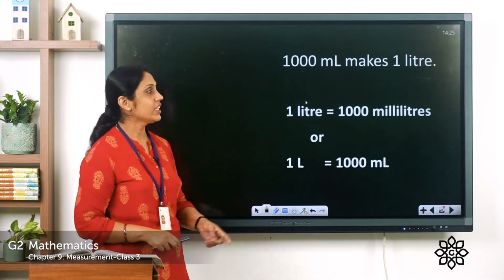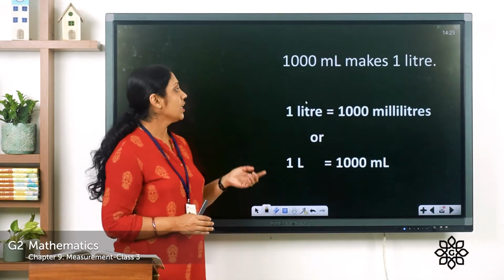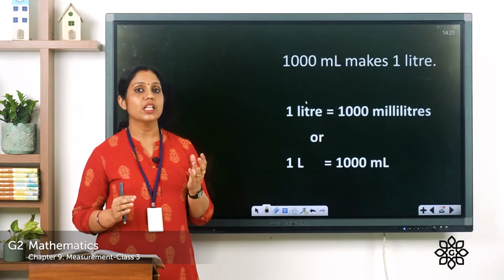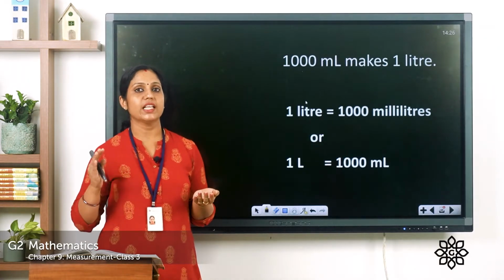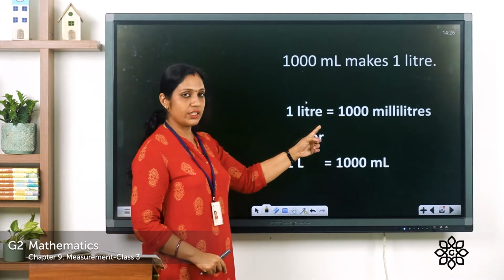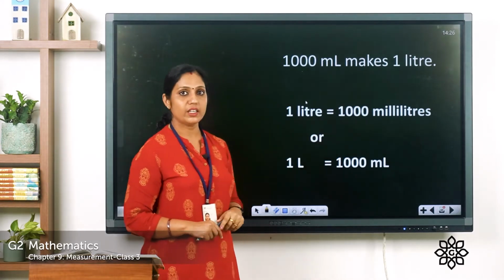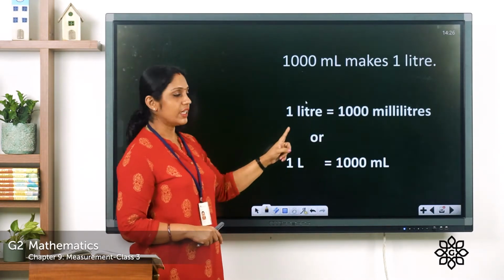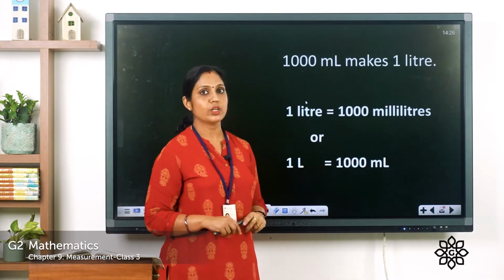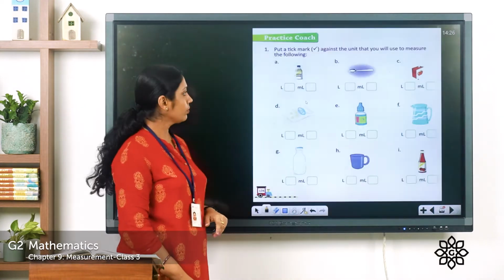We can say that 1000 ml makes 1 liter. That means 1000 milliliter makes 1 liter. When it is 1000 milliliter, we can say that it is 1 liter. So we can write it as 1 liter is equal to 1000 milliliters, or in the short form, 1 L is equal to 1000 ml. So remember this, 1 liter is equal to 1000 milliliter.